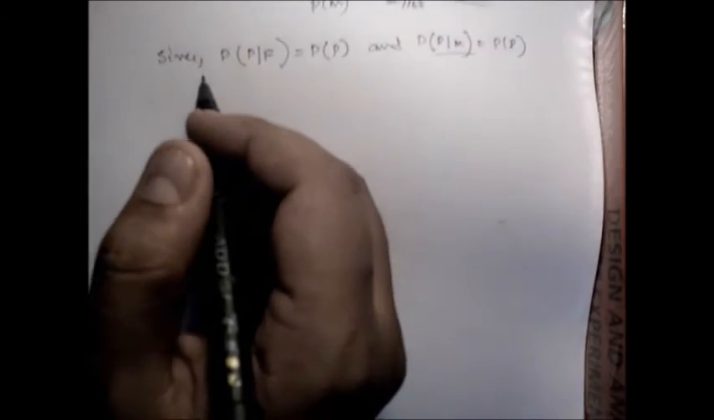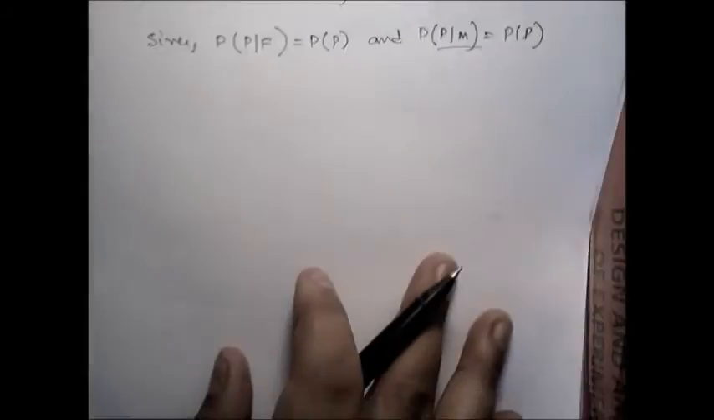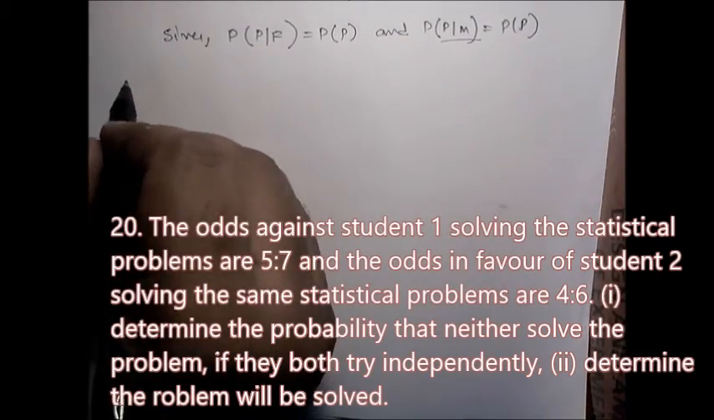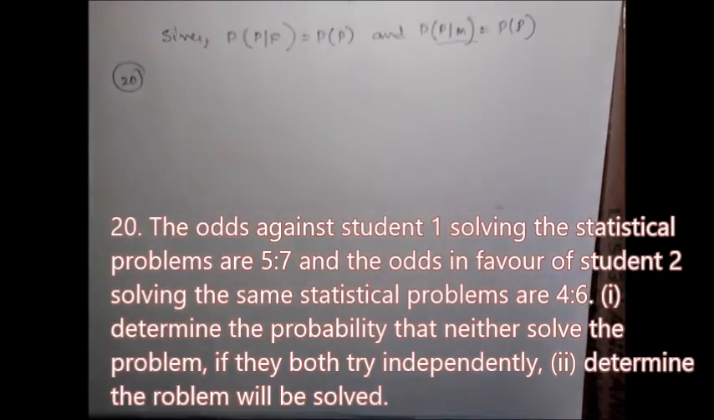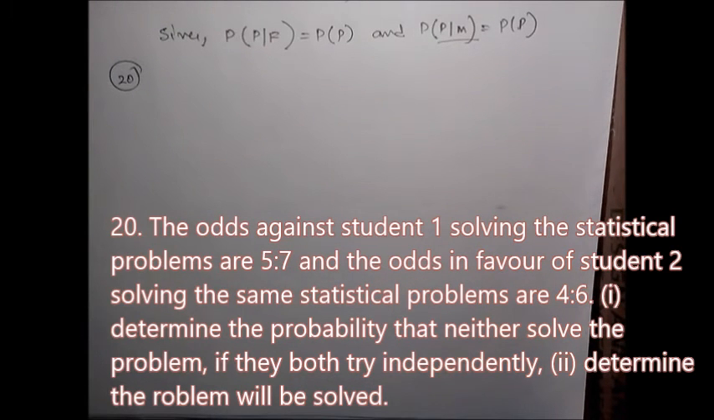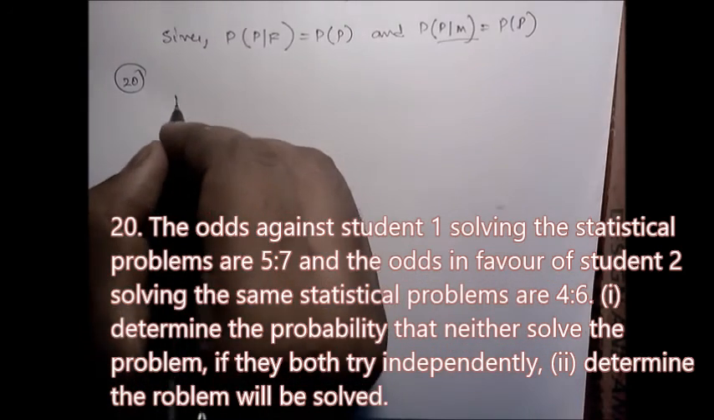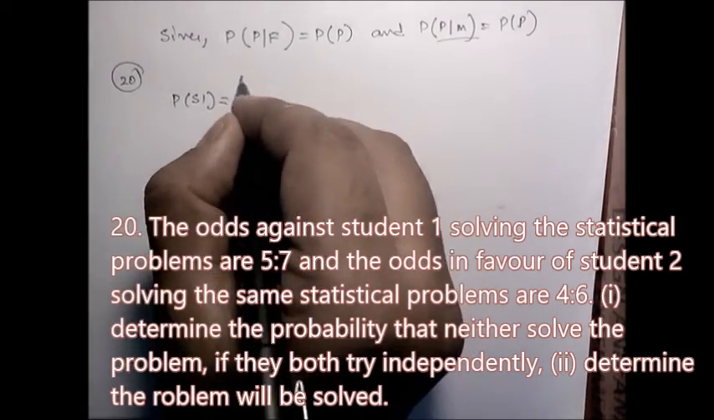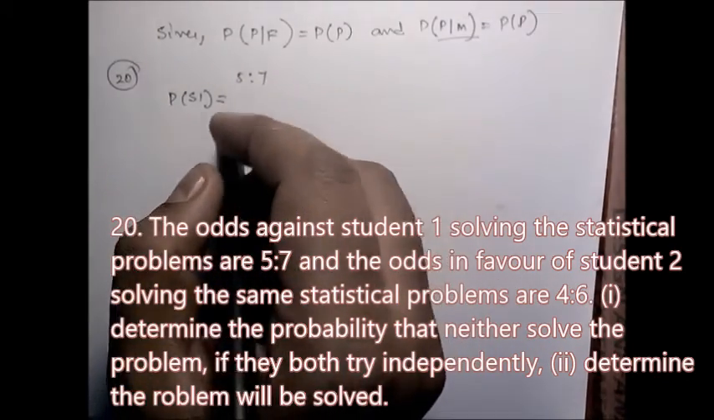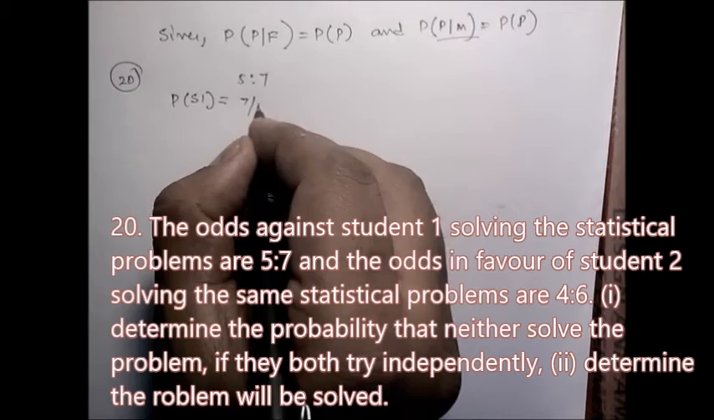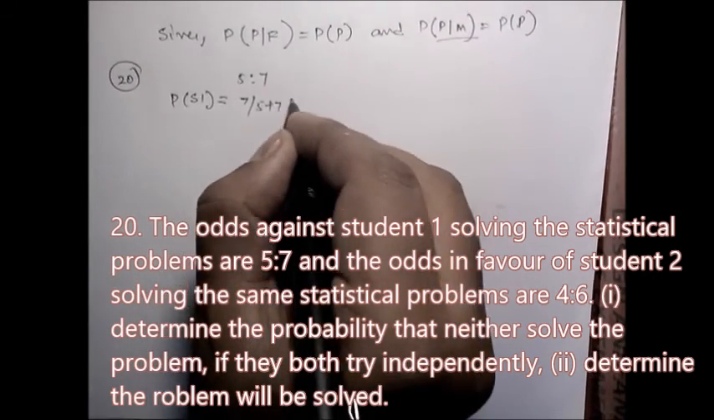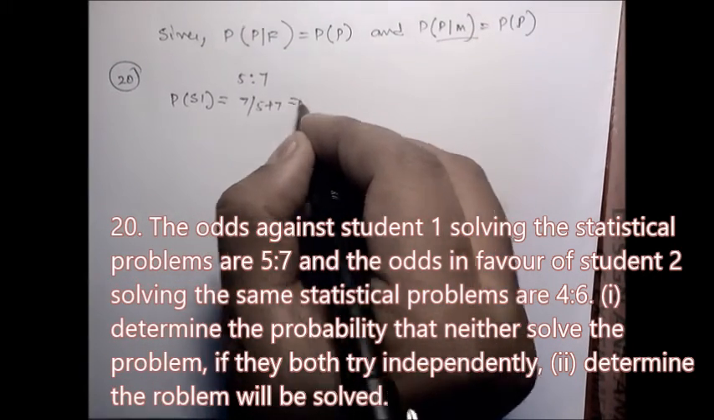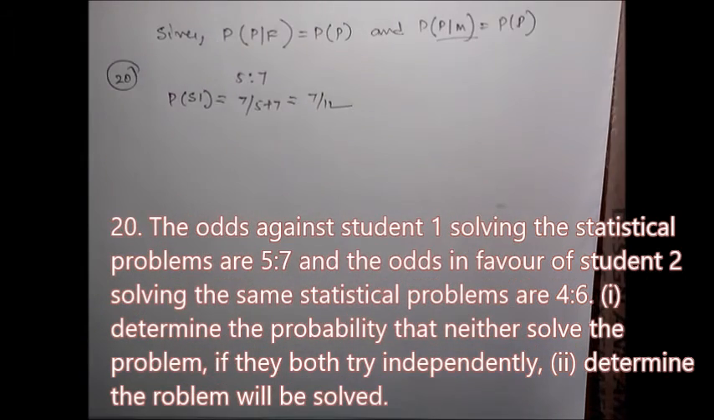Next problem, question number 20. The odds against student 1 solving the statistical problem are 5:7. Okay, so for statistical problem 1, it is 5:7. That means it is what? 7 by 5 plus 7, that is 7 by 12.